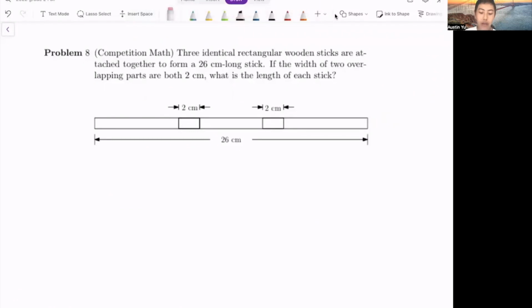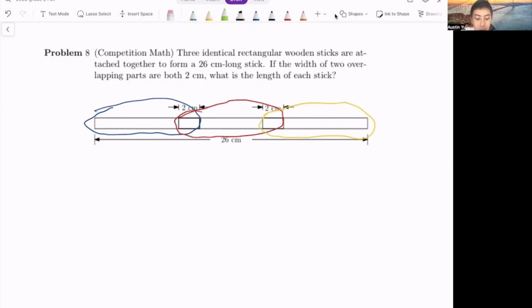Problem 8. 3 identical rectangular wooden sticks are attached together to form a 26 centimeter long stick. If the width of 2 overlapping parts are both 2 centimeters, what is the length of each stick? So as we can see here, the total length is 26 centimeters. And it is made up of 3 identical rectangular wooden sticks, so let's draw them out. This is the first one, since it's overlapping. In red, this is the second one. And finally, in yellow, this is the third one.